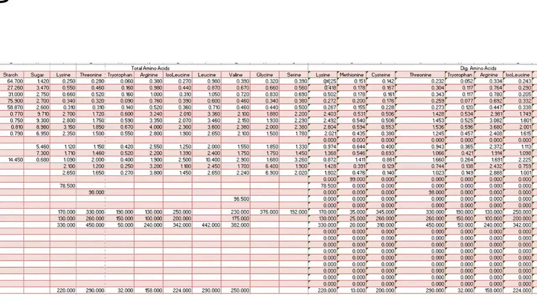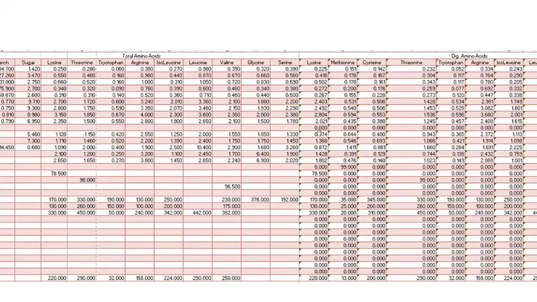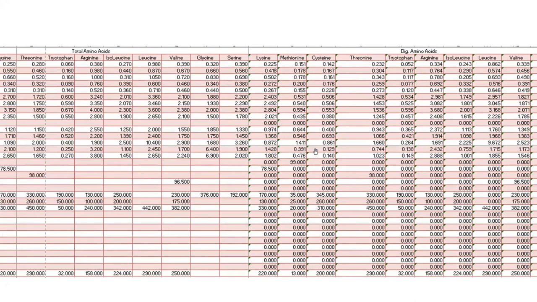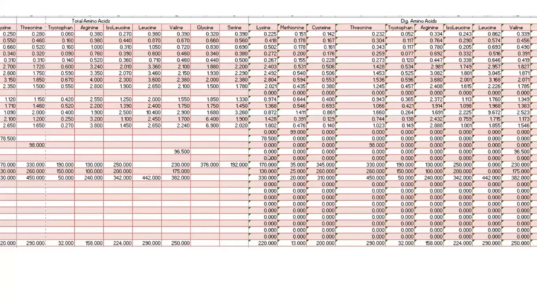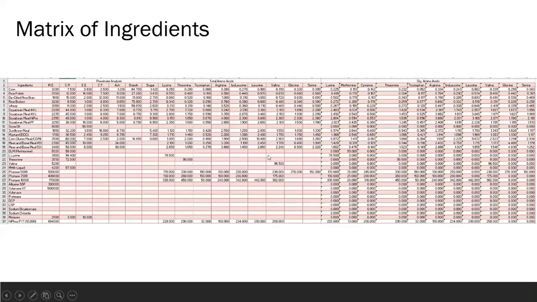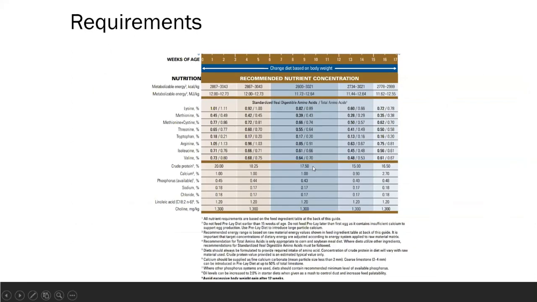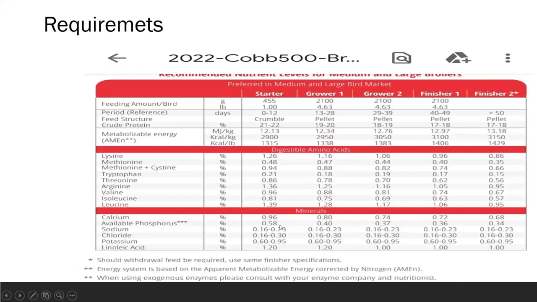These are the factors you have to consider while designing your feed. Nowadays you have to make the feed with all the requirements given to the birds on the basis of digestible amino acids. So you should not get confused between total amino acids and digestible amino acids. Here all the requirements are given as digestible amino acids. And here come the requirements for the minerals too, different for the different age groups. These are the requirements for the COF 500 broilers.